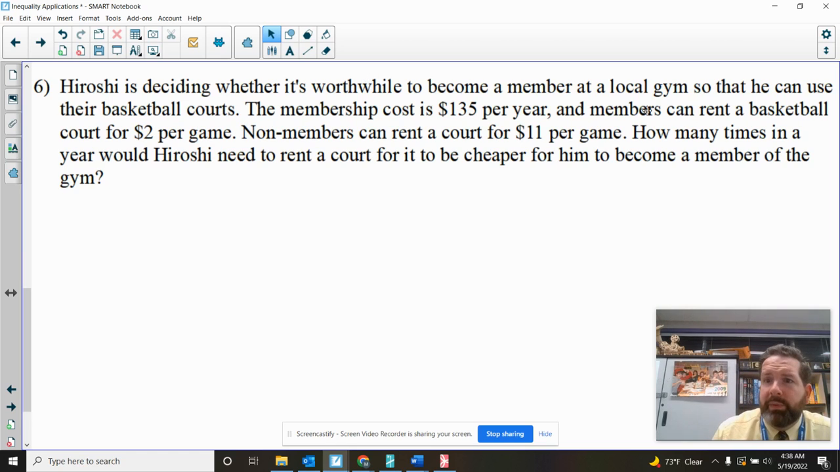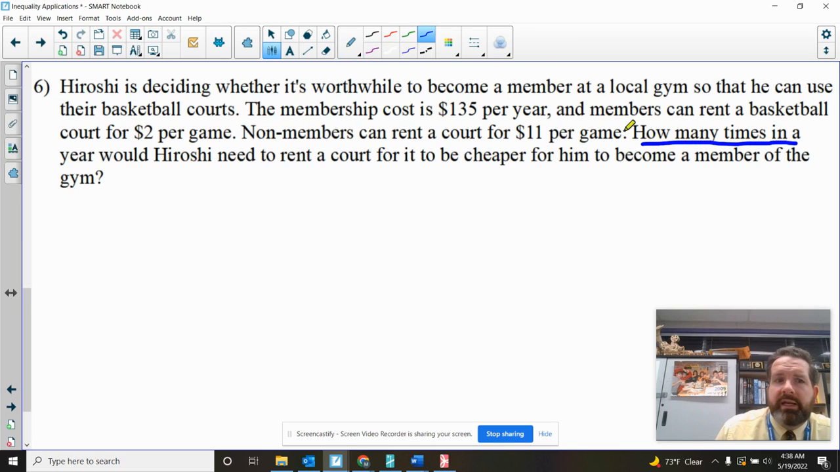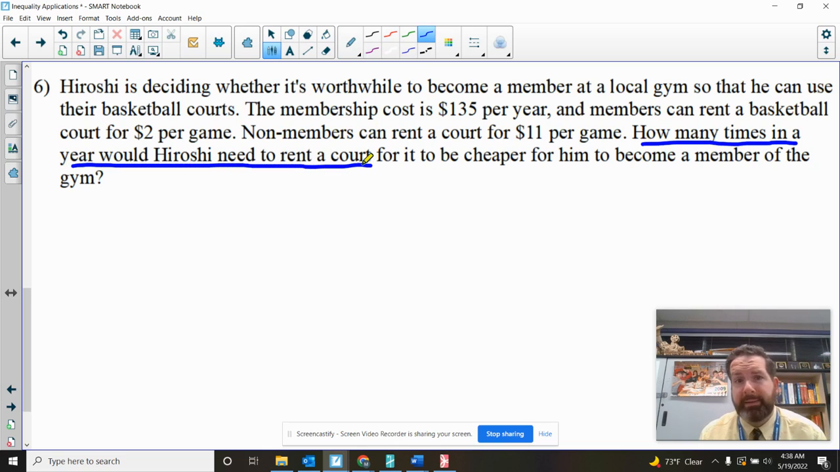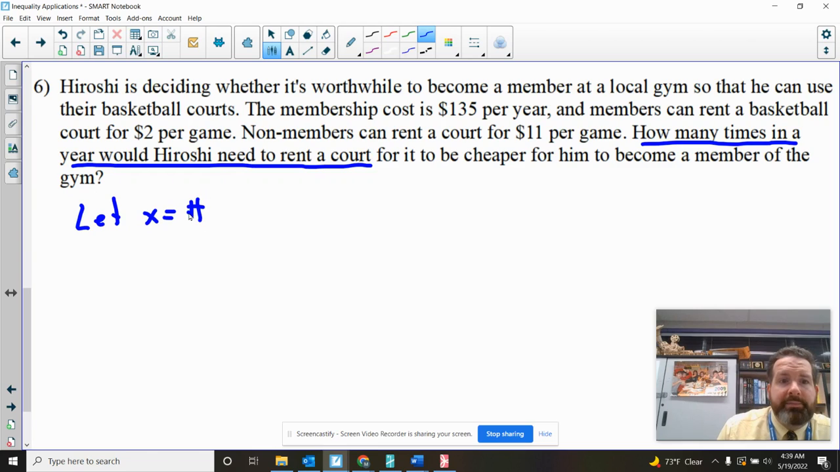So let's see what we want. How many times would Hiroshi need to rent a court for it to be cheaper? All right. So how many times in a year would Hiroshi need to rent a court? That's what we're trying to find. That's what your variable should be. So let X be the number of court rentals that Hiroshi makes in a year.